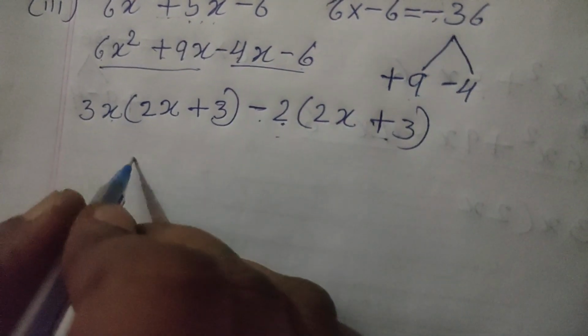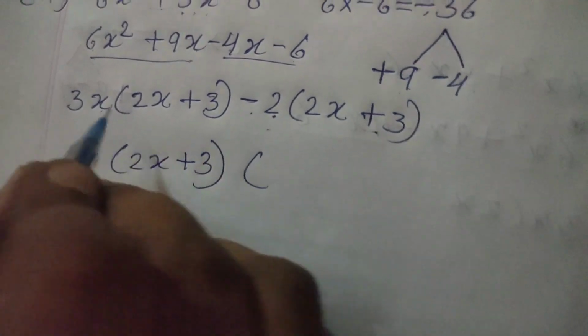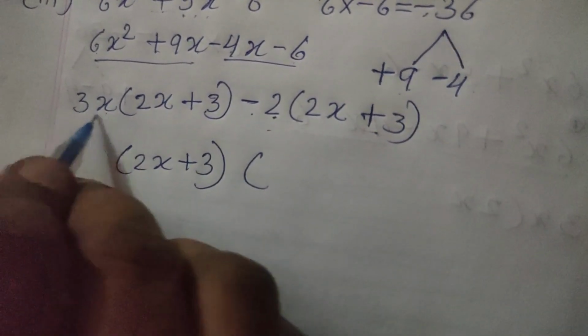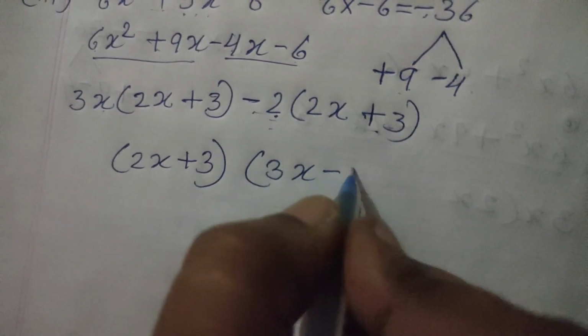Again bracket are same. So here 2x plus 3 common bracket I am taking, and in other bracket I am taking uncommon, that is 3x is uncommon here, and here minus 2 is uncommon. So this will be your answer.